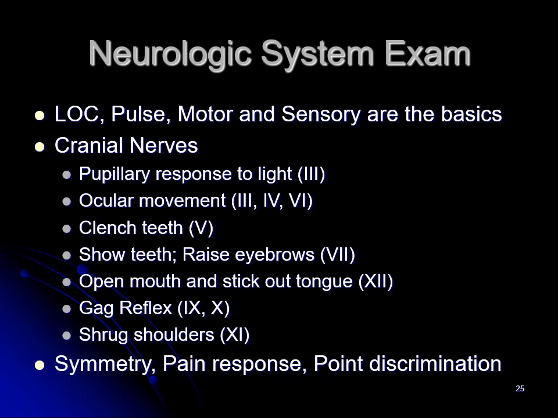Neurologic system exam. Level of consciousness. Pulse, motor, and sensory are the basics. Cranial nerves: pupillary response to light. Ocular movement. Clenched teeth. Show teeth, raise eyebrows. Open mouth and stick out tongue. Gag reflex, and shrug your shoulders.